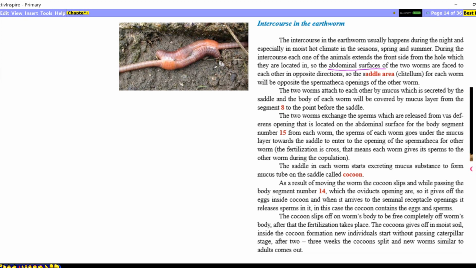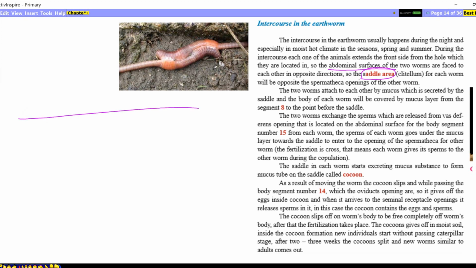Why? Because the abdominal surfaces contain the opening to release out the male and female reproductive cells. So the saddle area, clitellum, for each worm will be opposite the spermatheca opening of the other worm. The saddle area is a glandular tissue which secretes the mucosal substance during the copulation between two earthworms. The two worms attach to each other by mucus, which is secreted by the saddle area, and the body of each worm will be covered by a mucous layer from segment 8 to the point before the saddle.